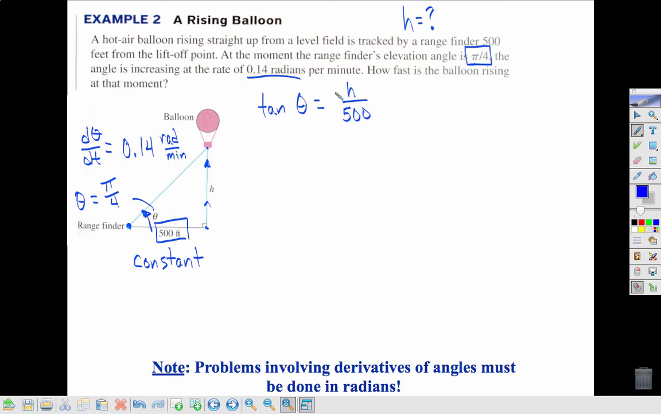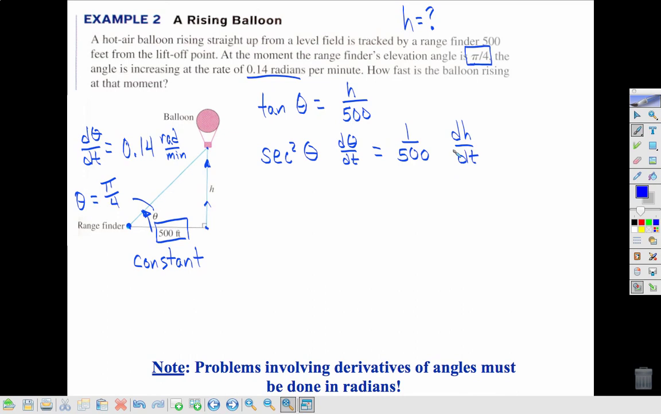At this point, we can go ahead and take a derivative. So the derivative of tangent would be secant squared theta, but we have to use the chain rule here, so times the derivative of the inside. Remember that this is implicit differentiation, so d theta dt. The derivative of h would be 1, but don't forget again, dh dt.